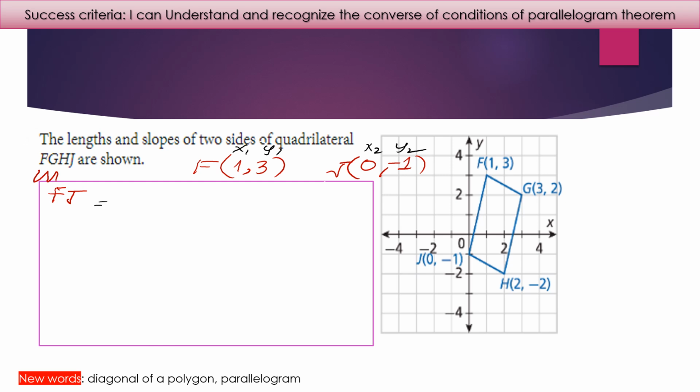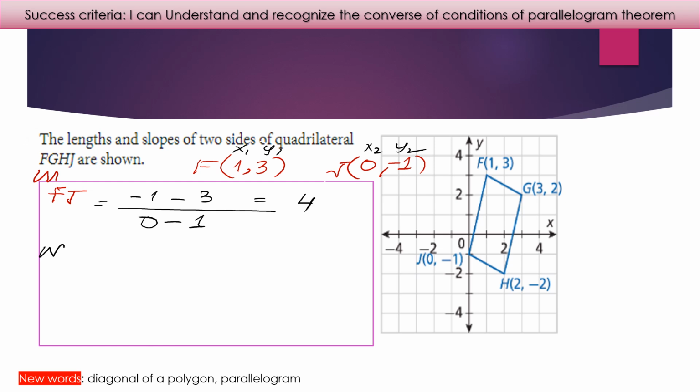So put it in the formula, y2 minus y1. y2 is negative 1, y1 is 3. x2 minus x1 means 0 minus 1. I can write this in the calculator or in my mind. Negative 1 minus 3 is negative 4. Negative 4 divided by 0 minus 1, which is negative 1. Negative 4 divided by negative 1, my answer is 4.